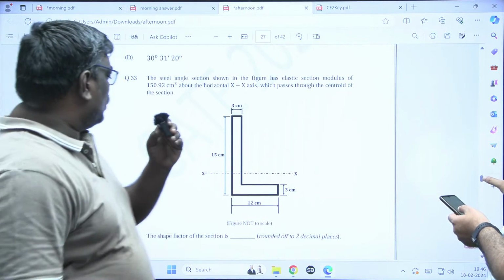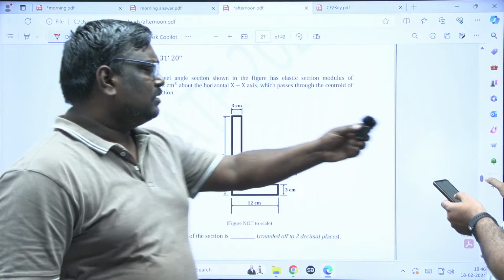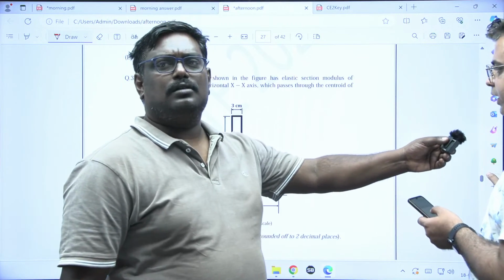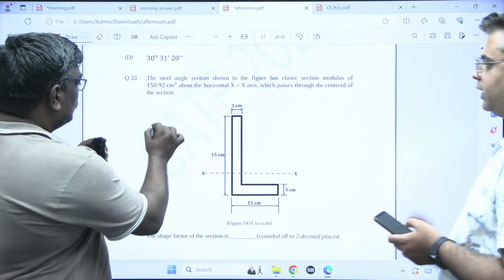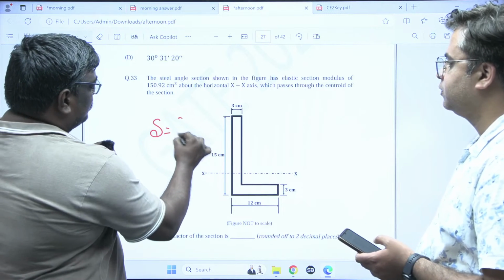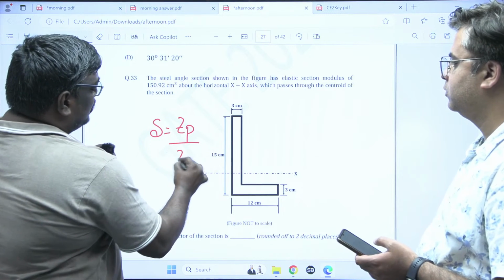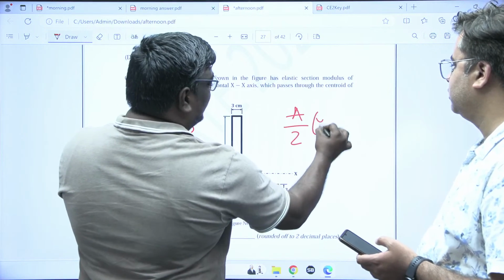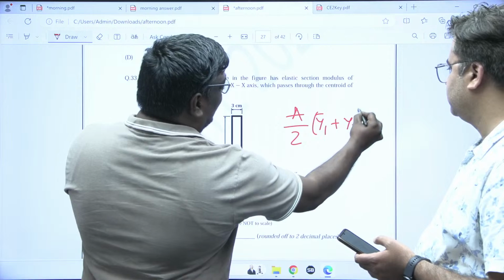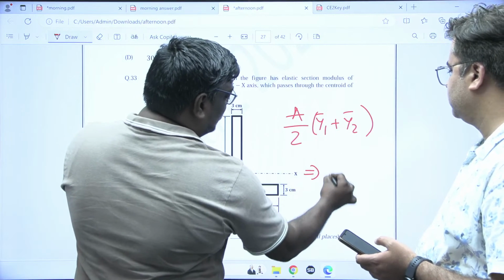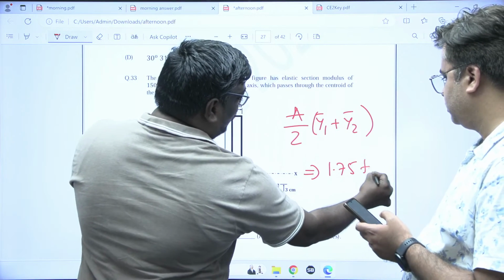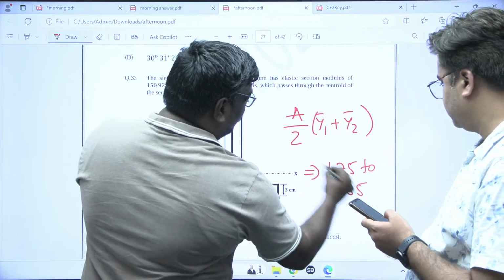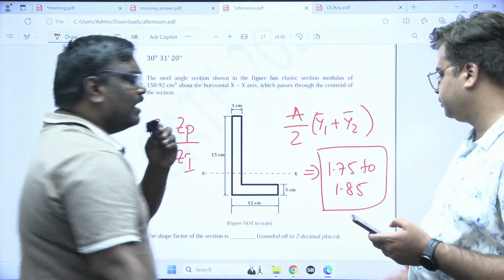Sir, they got 1.79. Just check it, sir. The range is 1.75 to 1.85. Okay, very good. Shape factor. You know the shape factor, right, students? It is plastic section modulus divided by ordinary section modulus. You know how to calculate the plastic section modulus also: A by 2 into (y1 bar plus y2 bar). If you do this, you will get a value of how much, sir? The range was given as 1.75 to 1.85. If you see the calculations, you might get a value of 1.79.